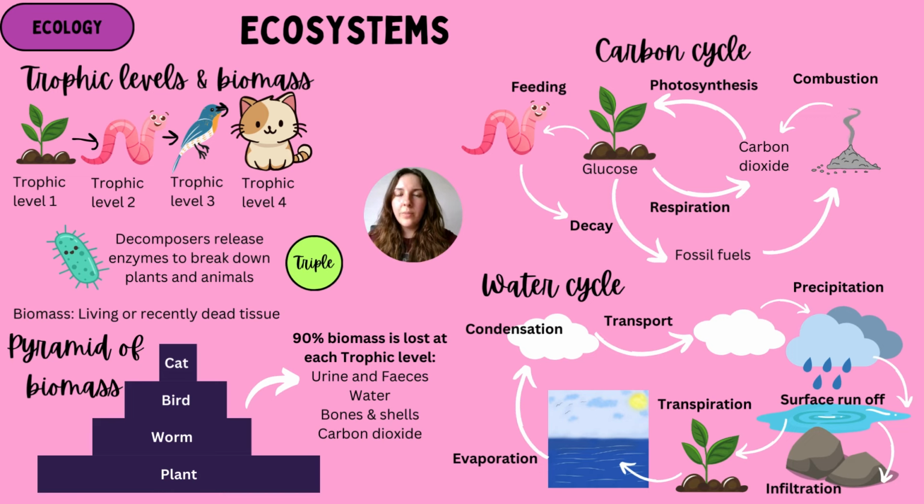Notice that as you go up, it is a pyramid shape because only 10% of that biomass is actually transferred to each trophic level. 90% is lost through urine and feces, water, bones, shells, and other hard components, and carbon dioxide during respiration. So it's a very inefficient process, and that's why the producer has to be eaten in high quantities compared to, say, the primary consumer. Another key component of this that everyone should know is the carbon and water cycles.